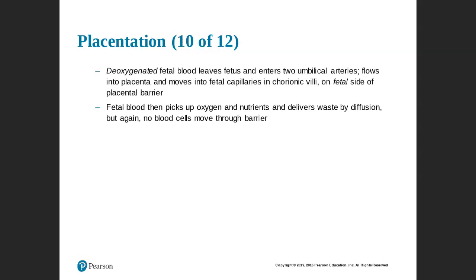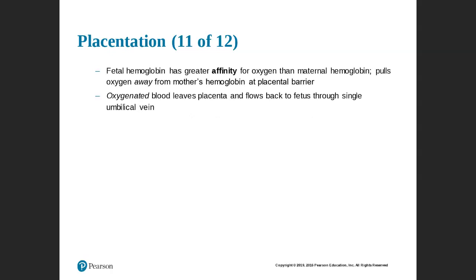So the deoxygenated fetal blood then leaves the fetus via the two umbilical arteries and then flows into the placenta and moves into the fetal capillaries and the chorionic villi, but that's on the fetal side of the placental barrier. Fetal blood then picks up oxygen and nutrients from the mother's blood and delivers waste to the mother by diffusion. But again, no blood cells move through the barrier.